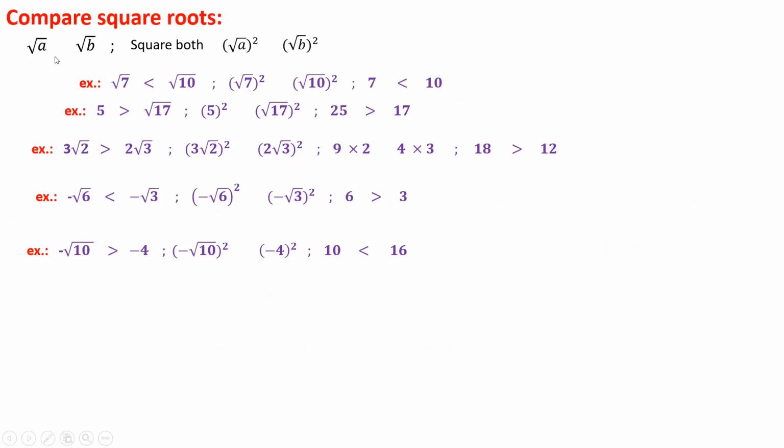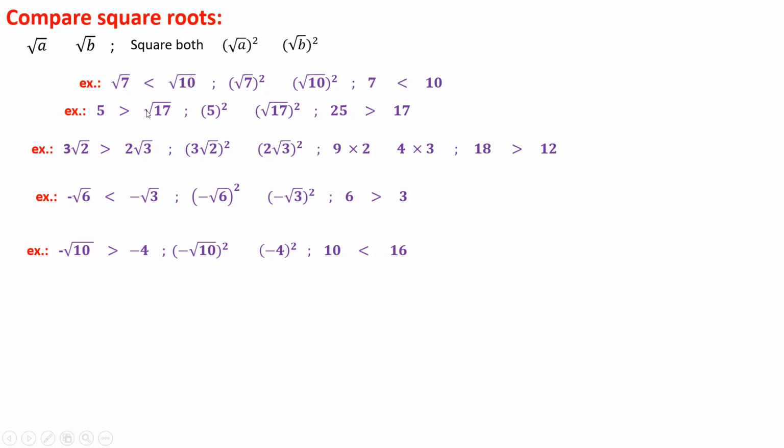Comparing square roots. If I have radical A compared with radical B, first I square both sides. So I make it radical A all of it squared and radical B all of it squared. For example, I have to compare radical 7 with radical 10. What I do is I square both. So radical 7 square and radical 10 square. What's radical 7 square? It's 7. What's radical 10 square is 10. Now I say 7 and 10, 7 is less than 10. So radical 7 is less than radical 10.